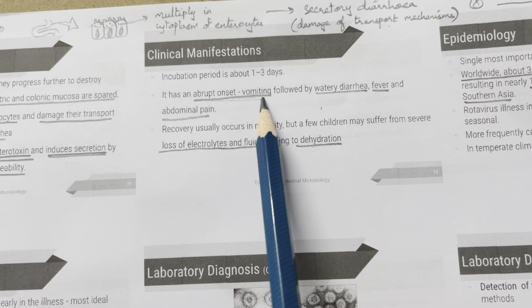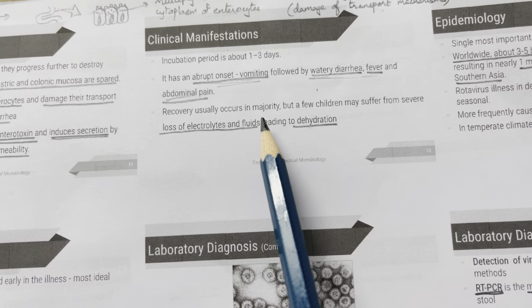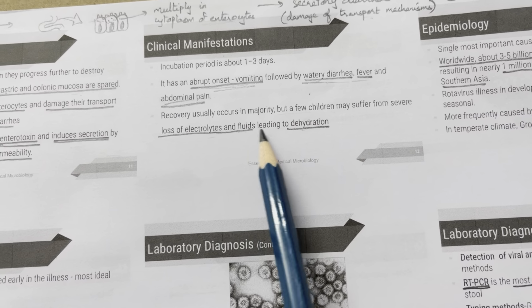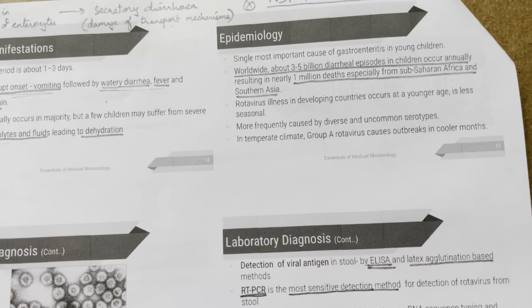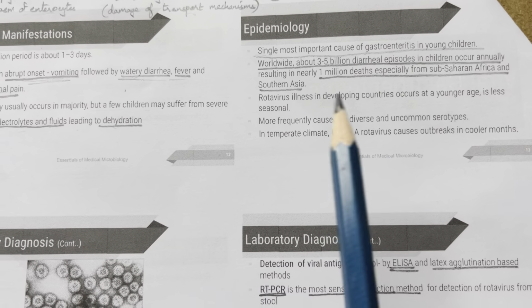So what are the clinical manifestations? It has an abrupt onset of vomiting followed by watery diarrhea, fever, and abdominal pain. Recovery usually occurs in the majority, but a few children may suffer from severe loss of electrolytes and fluids, leading to dehydration.